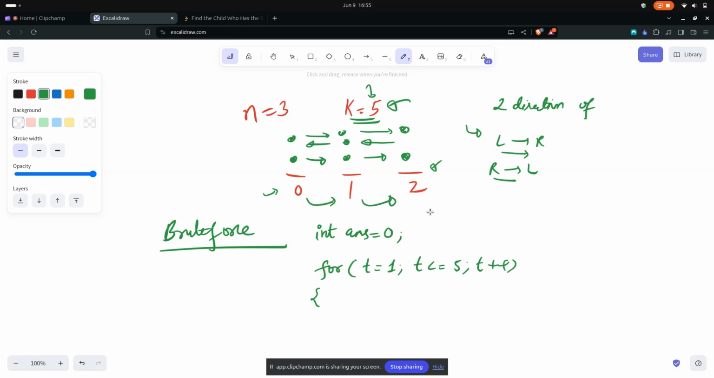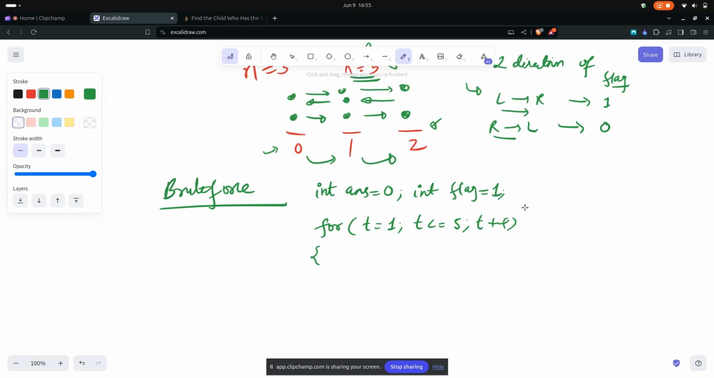So we need to create a variable. Let's create a variable called flag, and let's denote left to right by 1 and right to left by 0. Initially we are going from left to right, so we'll set the flag to 1. Now what happens when we reach the last child? If the current child, that is the answer, is the last child, whose index is n minus 1, then the direction of passing will be right to left. So we'll set the flag to 0.